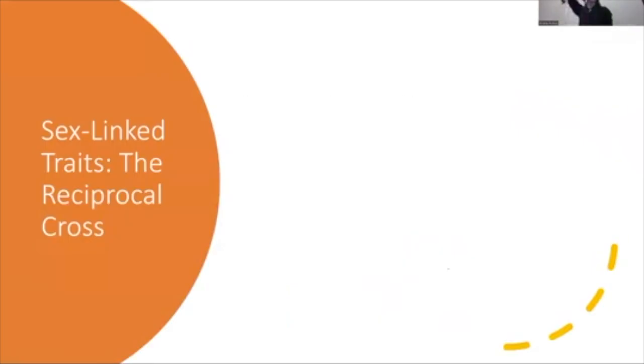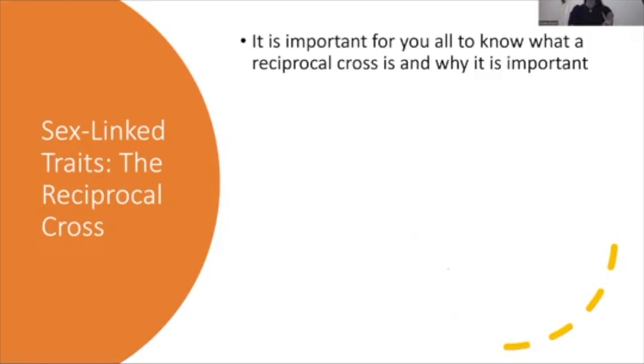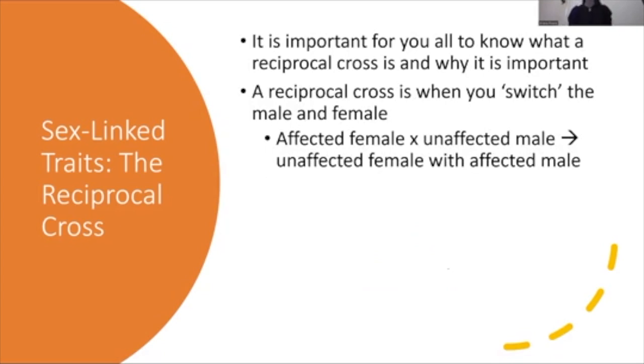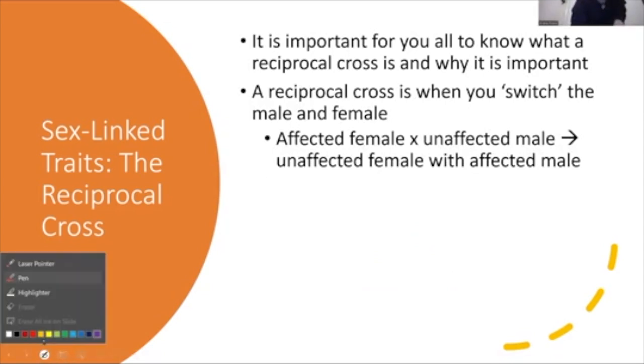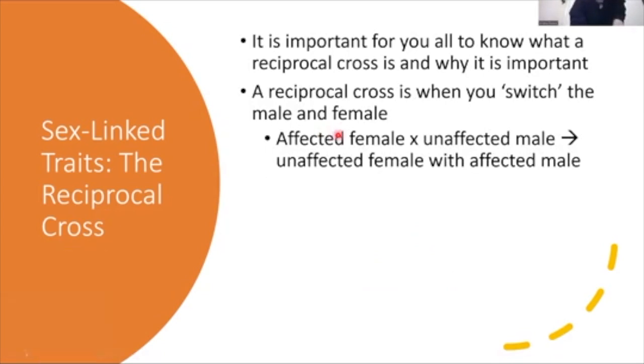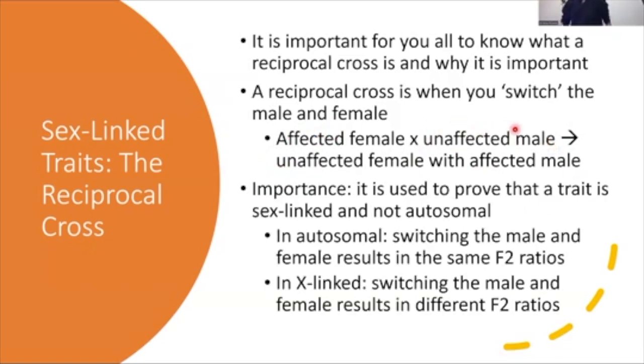Okay. So the last thing I want to talk about with sex-linked traits really quick is the reciprocal cross. And it is important for you guys to recognize this term and know why it's important and why we use it. So basically, it's whenever you switch the male and female. So an affected female and unaffected male becomes unaffected female and affected male. So we just flipped who was affected and who was unaffected. And the reason this is important is to prove that a trait is sex-linked and not autosomal.